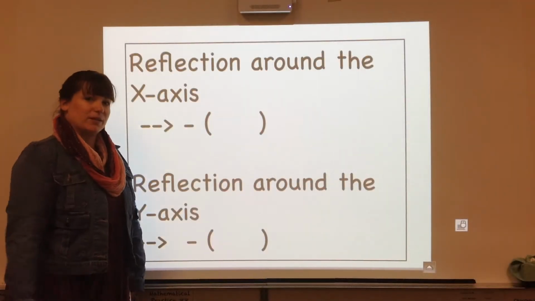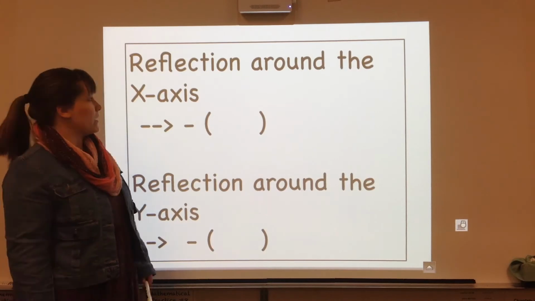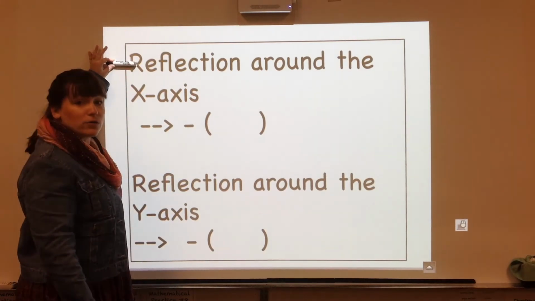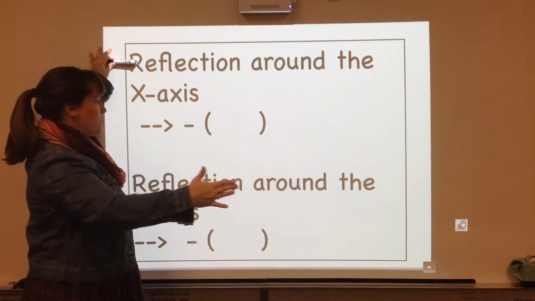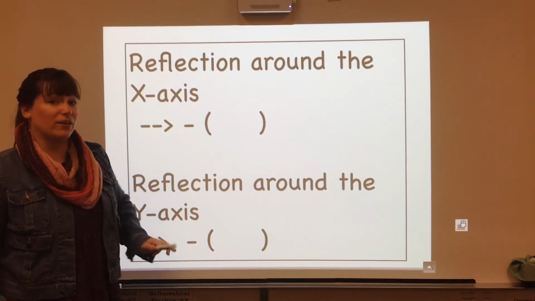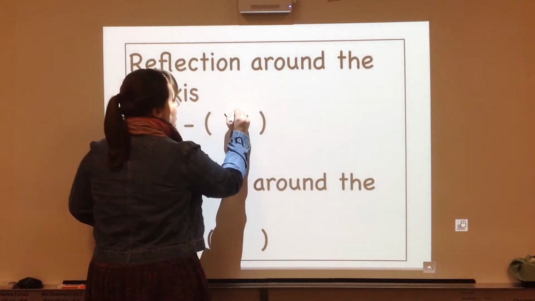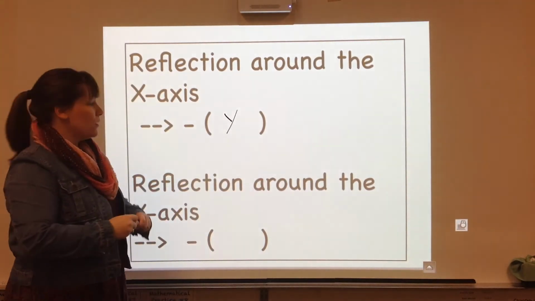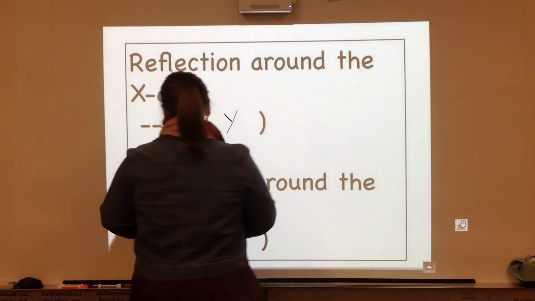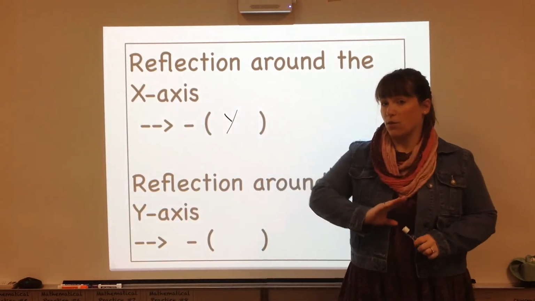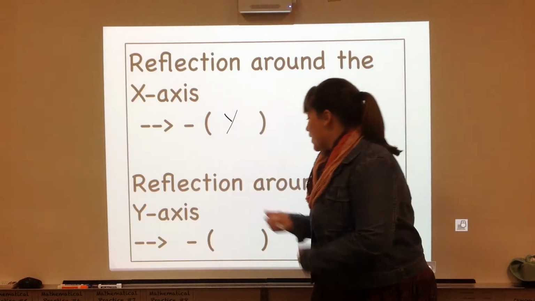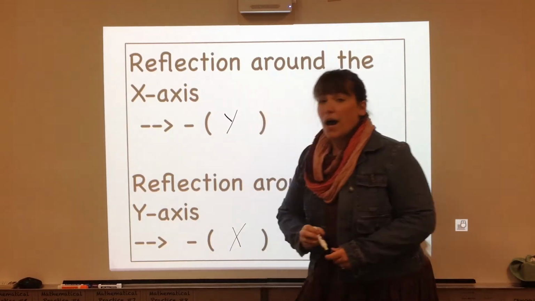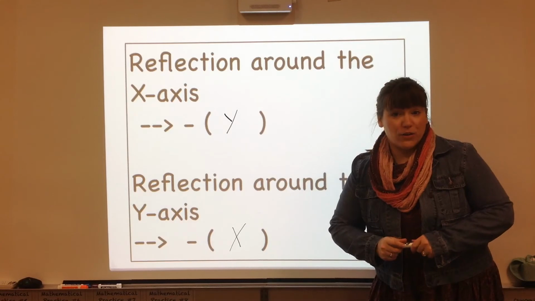So here's the biggest thing you have to remember when you're dealing with reflections. When you're reflecting around the x-axis, you're going through the x-axis, so you're going to leave the x value alone and just take the opposite of the y. When you're reflecting around the y-axis, you're going to leave the y coordinate alone, and the only thing you're going to change is the x. You're going to take the opposite of that x value.